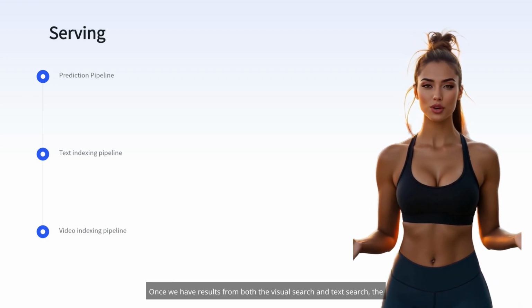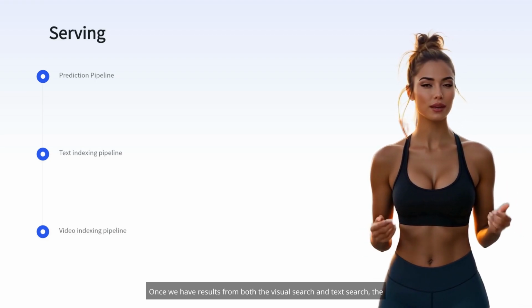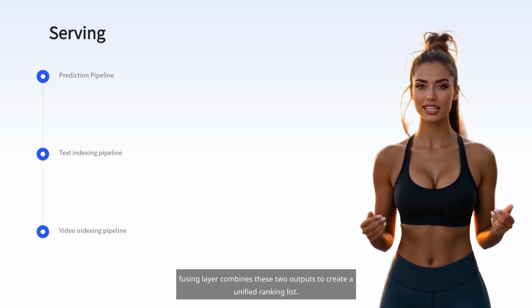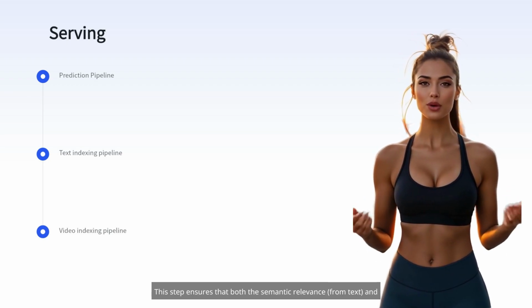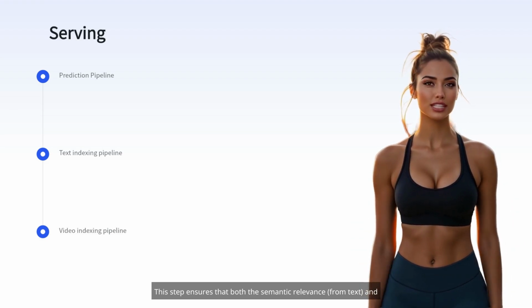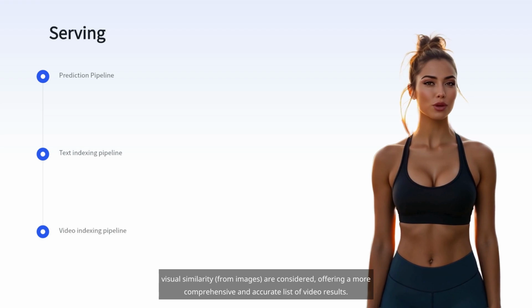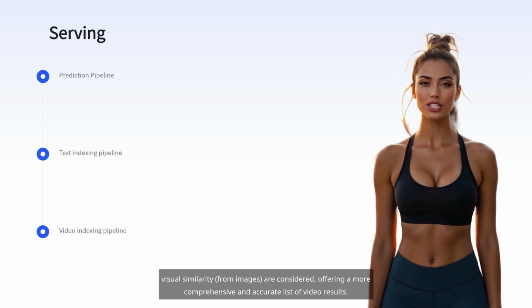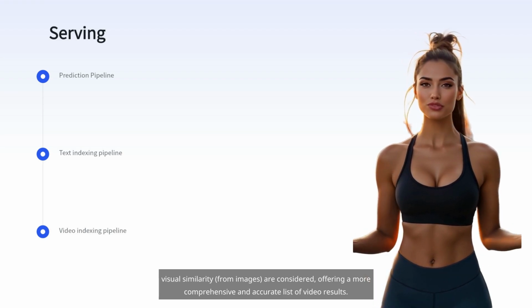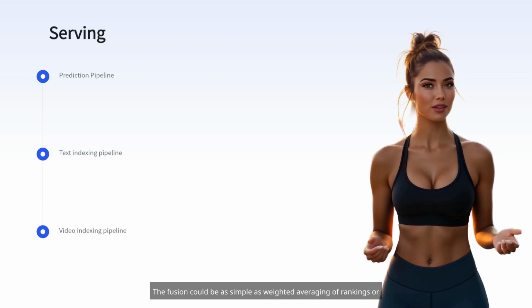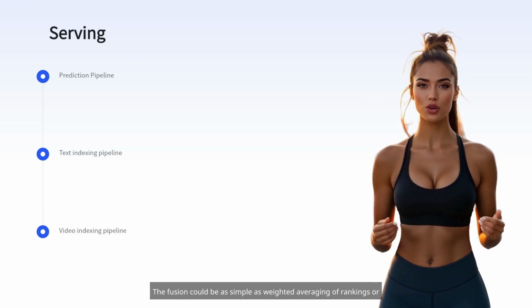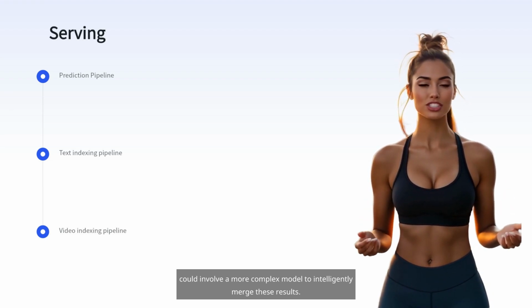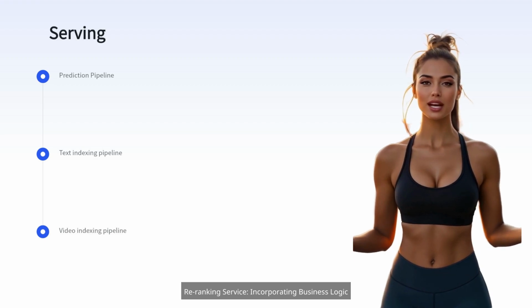Fusing layer, combining outputs from both searches. Once we have results from both the visual search and text search, the fusing layer combines these two outputs to create a unified ranking list. This step ensures that both the semantic relevance from text and visual similarity from images are considered, offering a more comprehensive and accurate list of video results. The fusion could be as simple as weighted averaging of rankings or could involve a more complex model to intelligently merge these results.